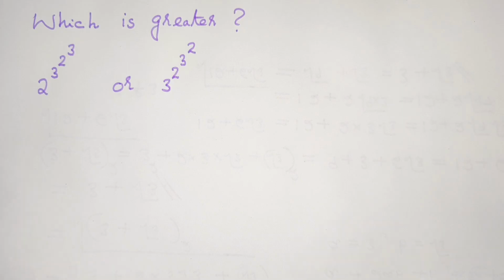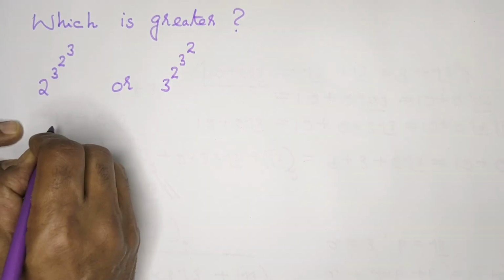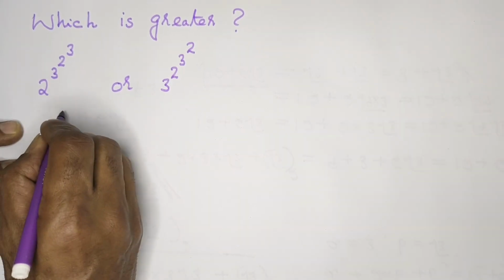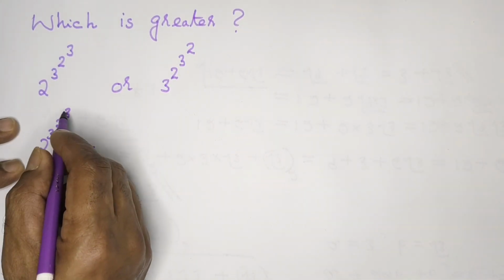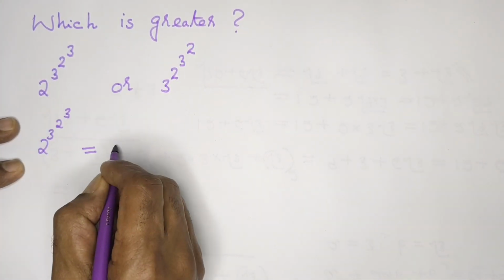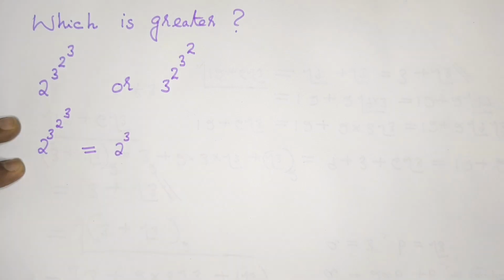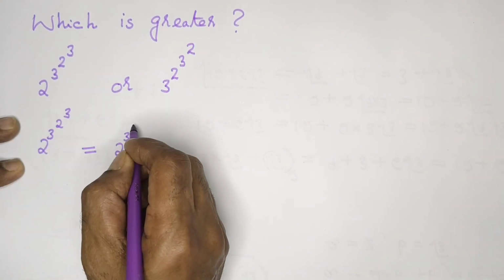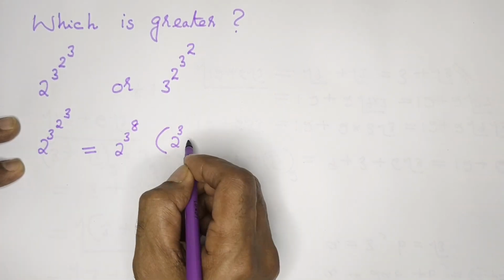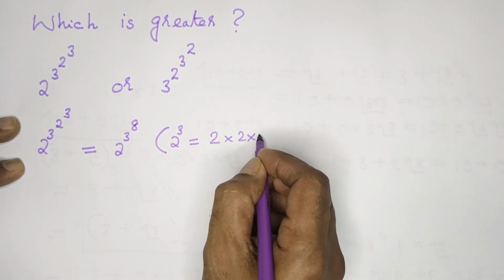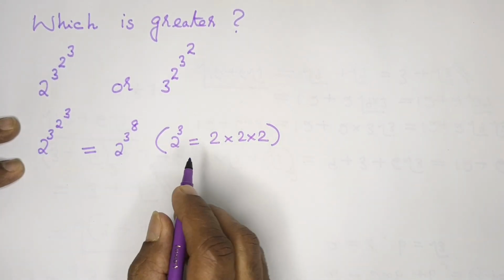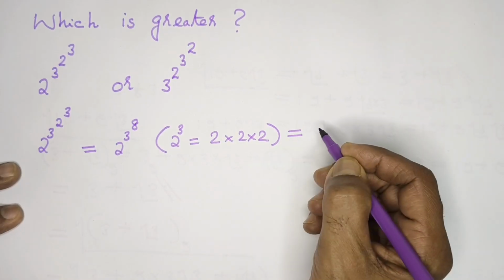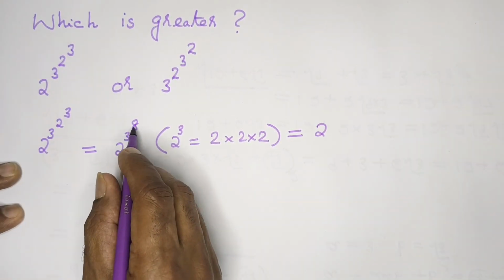So let me take the first one, 2 to the power 3, the whole to the power 2, again to the power 3. Beginning from the top, you simplify this first. So you will have 2 to the power of 3, and 2 to the power 3 is 8. See, 2 to the power 3 is 2 into 2 into 2. We are simplifying the top exponential form first. Now this is equal to 2 to the power of 3 to the power of 8.